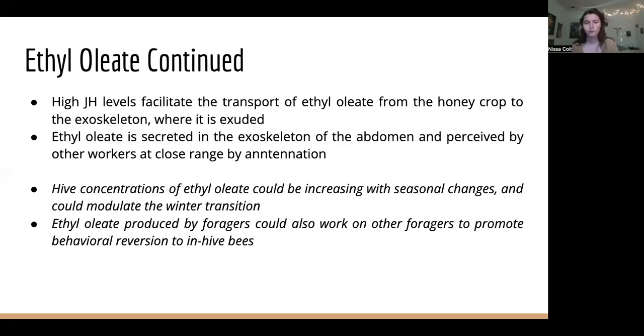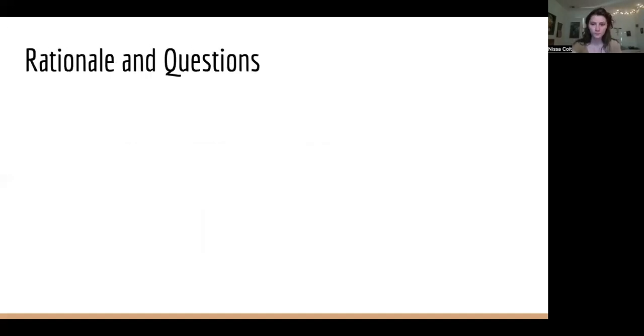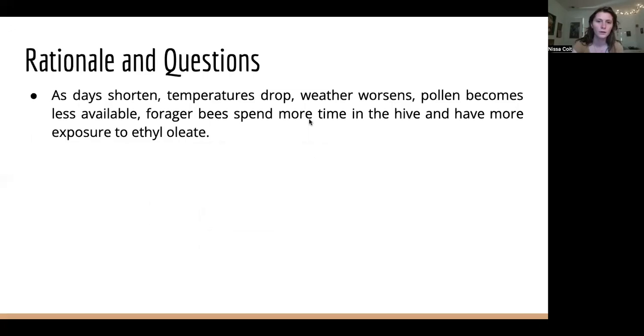So we're not sure if the reason that they reverted in that situation was because of ethyl oleate, but it seemed like a good candidate because of the common factors between all of these physiological conditions. So let's see what my experimental design was. There we go.